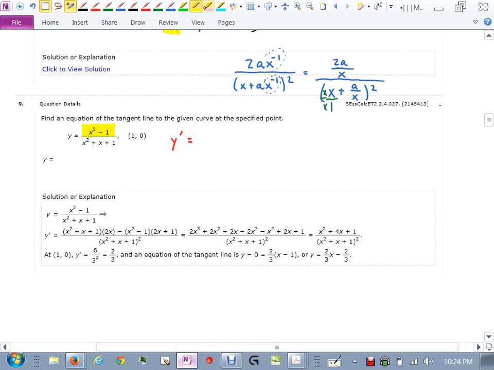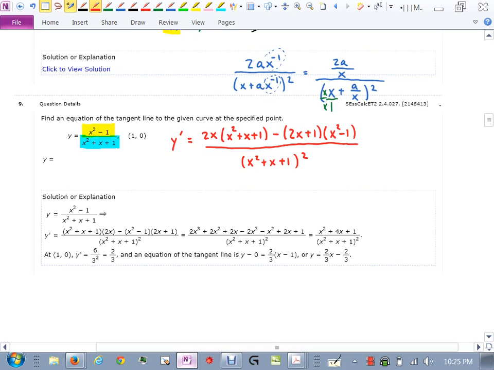So here's my f, and here's my g. The derivative should be f prime, which is the derivative of the top, times g, the bottom, minus the derivative of g, which is the bottom. The derivative of the bottom is 2x plus 1, times the top, which is x squared minus 1, all over the bottom, x squared plus x plus 1, squared. Holy crap, that is the slope of the tangent line at some given point.